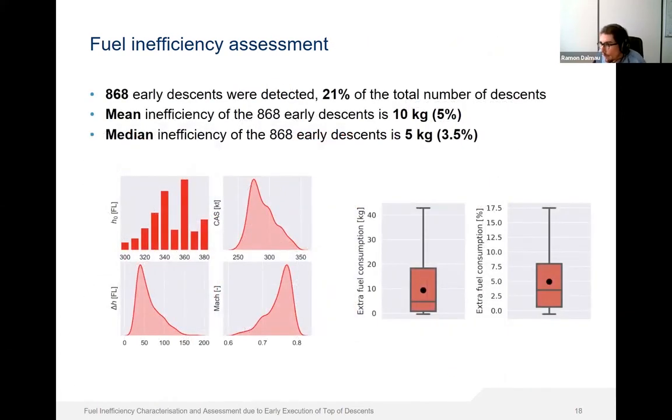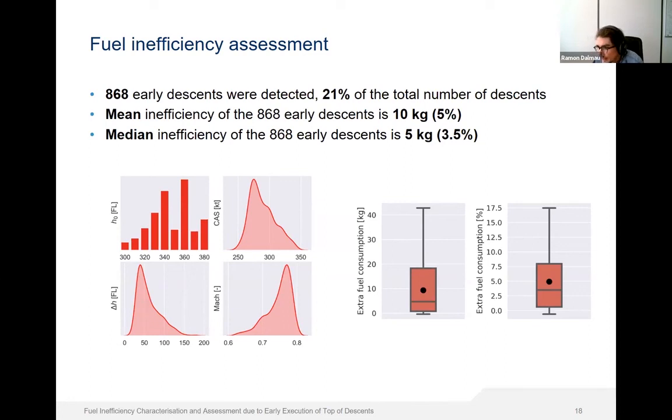From the around 4,000 trajectories in the traffic sample, 868 were classified as early descents, which represents 21% of the total number of trajectories in the traffic sample. The figure on the left shows the distribution of the key parameters: the initial altitude, the calibrated airspeed, Mach, and interception altitude of the detected early descents.